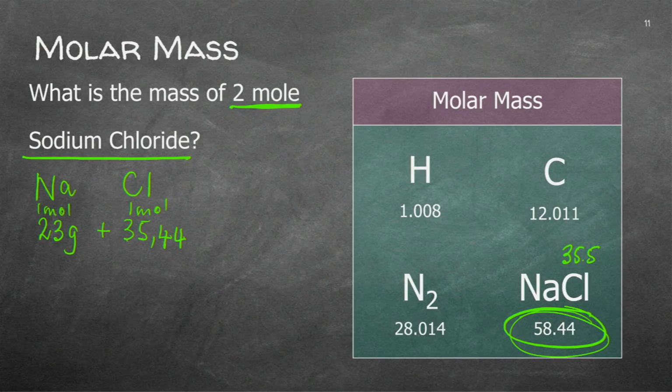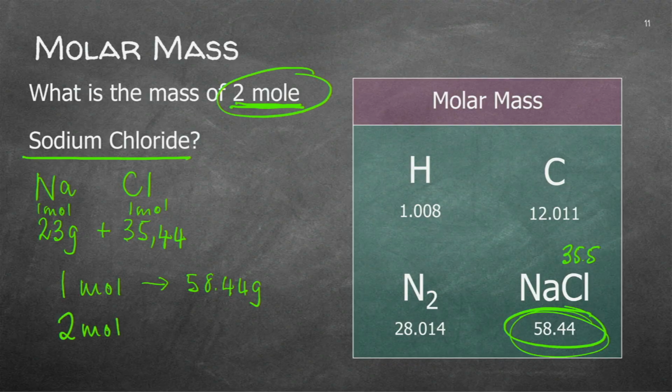They're asking me what's the mass of 2 moles. So what do I have? 1 mole has a mass of 58.44 grams. I don't want to know 1. I'm being asked to calculate 2 moles.